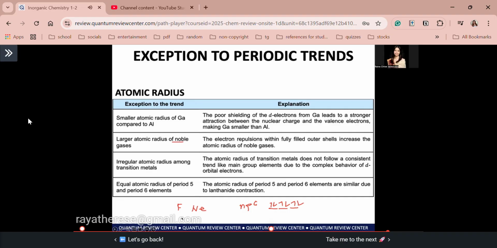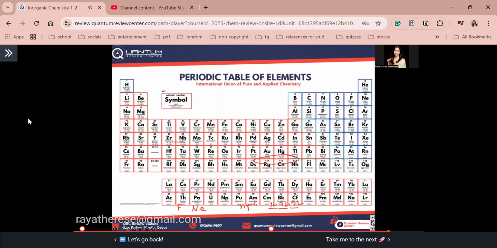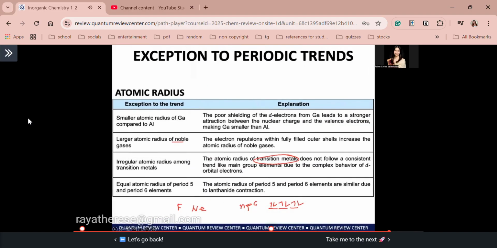Okay, so it does not follow the atomic radius trend. Third exception, there is an irregular trend for the atomic radius of transition metals. Now the transition metals, if you can recall from our periodic table here, have d orbital electrons. Like I said kanina, d orbitals are more complex. Their behavior is more complex compared to the s and p orbitals. That's why we would expect that the transition metals will not follow the general atomic radius trend.